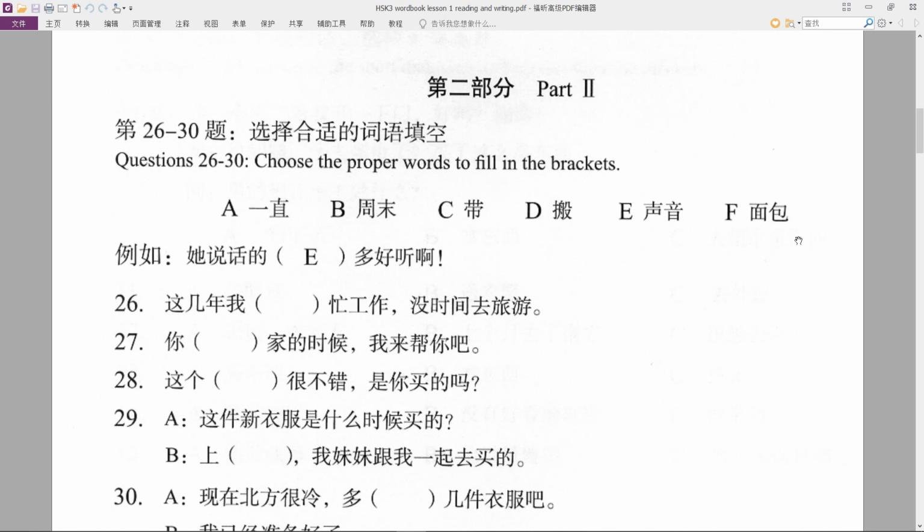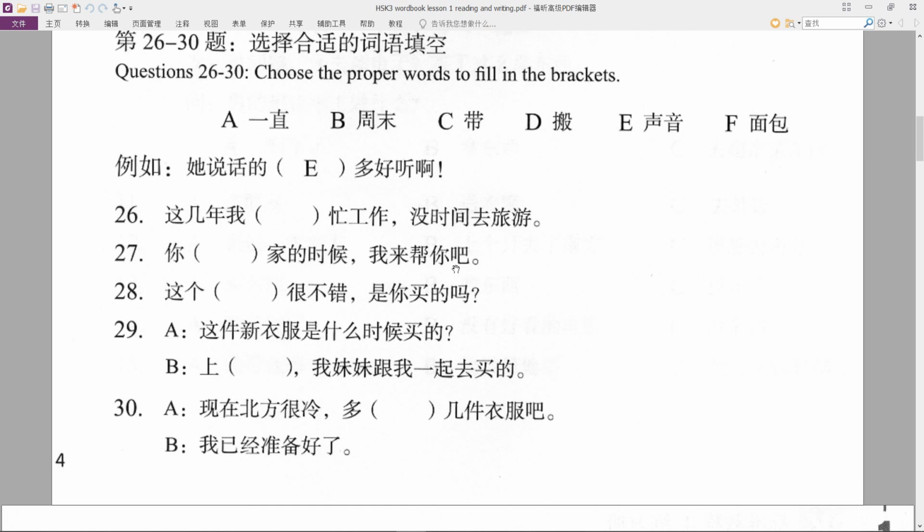So we have example here. 他说话的声音多好听啊。他说话, she spoke, 的声音, the sound when she spoke, like 多好, 多 means how, 好听, like very nice to hear, so how nice to hear her voice. Simply we can translate, but the Chinese way is the voice she spoke, how nice to hear, just to show like, oh, it's great. 26, 这几年, how do we translate 这几年? Here, 几 does not mean how many, it means several. So, these several years, 我忙工作, 忙 means busy, 工作 work, so busy with work, 没时间去旅游, 没, from 没有, 没时间, don't have time, 去旅游, go traveling.